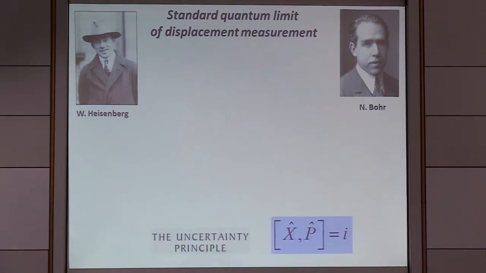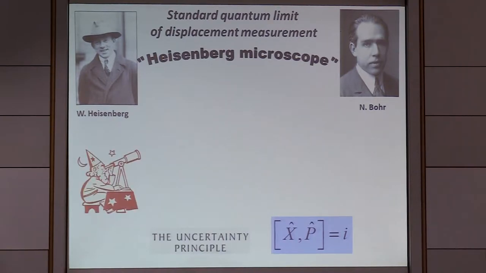Now, what can this be used for that we haven't used it for? It can be used to track the trajectory of motion of a mechanical oscillator beyond the Heisenberg uncertainty limit. And forgive me for some introductory slides, but the Heisenberg microscope was allegedly developed at the institute where I worked. Heisenberg thought of his uncertainty principle in Copenhagen, apparently.